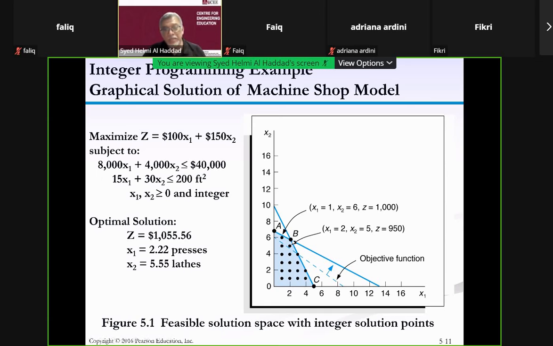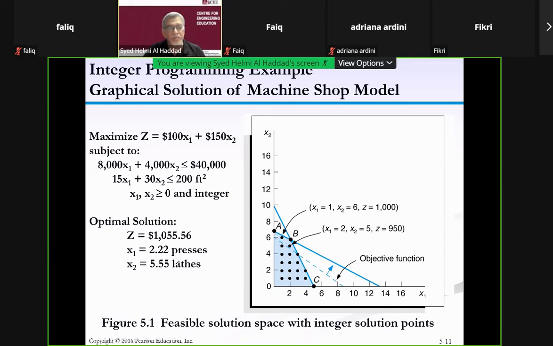So your solution might be at (1, 6), meaning one press with 6 lifts, or you can have the point here, which is two presses and 5 lifts. So you have two choices here. Again, you cannot round up. You cannot just say this is 2, this is 6.